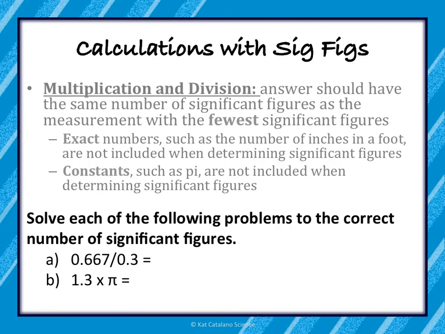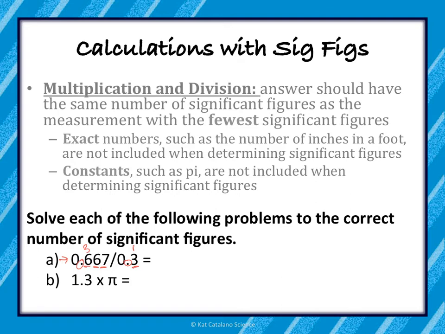So let's go ahead and take a look at a couple examples. For each of these, we want to solve them to the correct number of significant figures. I'm going to start by figuring out how many significant figures that should be. So in option A, I have decimals present in both my numbers, which means for both of those, I'm going to start counting from the left side. So this first one has 3 sig figs, and my second number has only 1 sig fig.